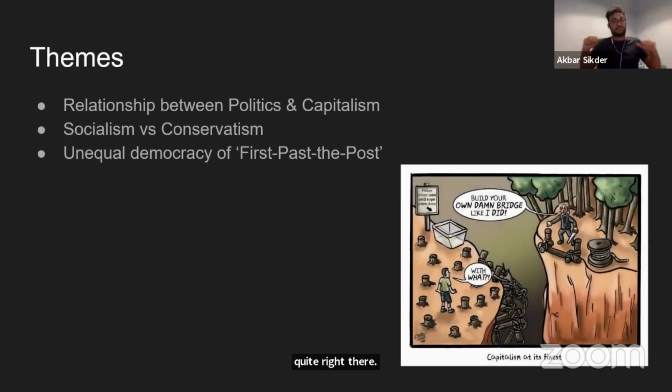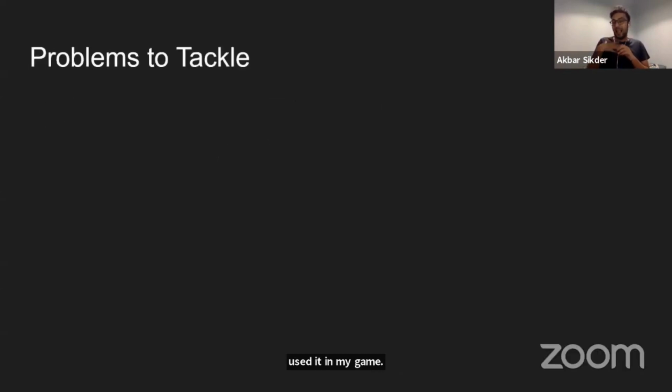And of course, we have a little cartoon to demonstrate capitalism. I've definitely discovered this. I wish I could have used this in my game, but oh well. I still leave it there because I like the cartoon. So there were some problems for me to tackle from a design and development point of view. I realized I should probably move the camera down so you can actually see me.